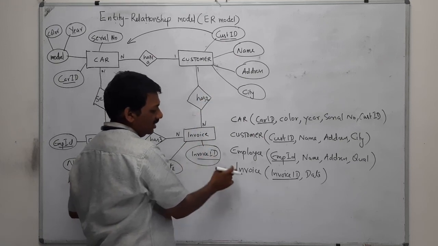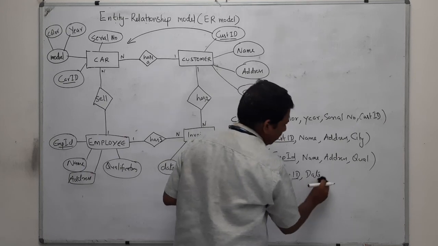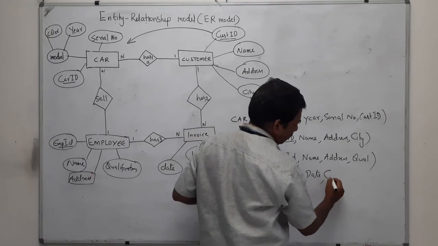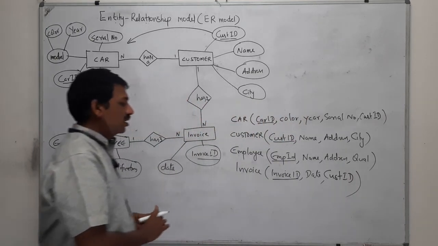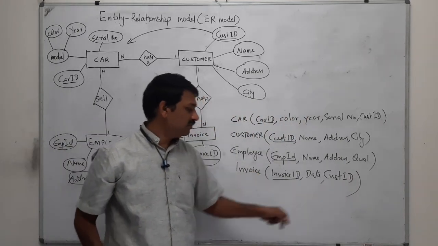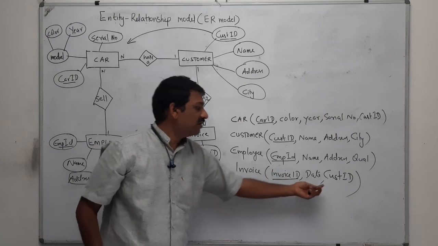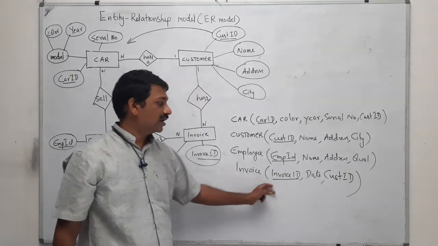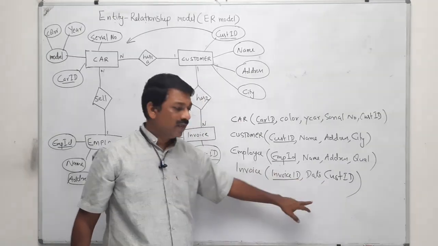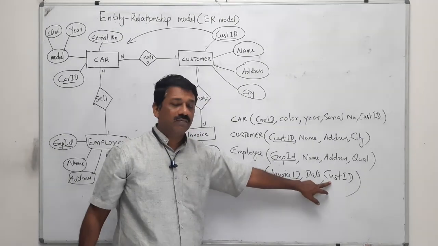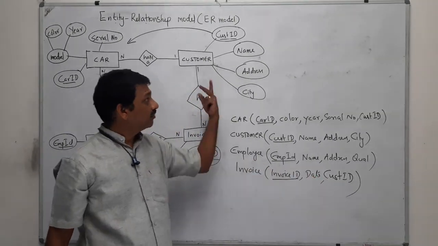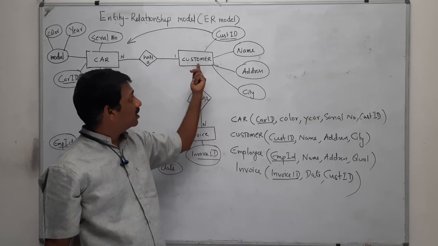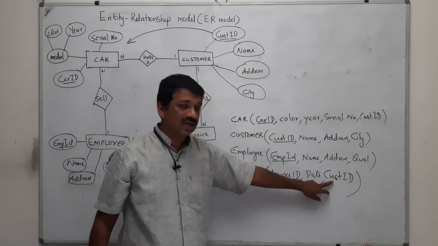That means in the invoice table, you have added customer ID also here. Now invoice ID, date and customer ID. That means this invoice is given to this customer ID. Here customer ID is not unique. Why? This is not a primary key here, but actually it is a foreign key. That means customer ID is a key for another table, but here it is a foreign key.